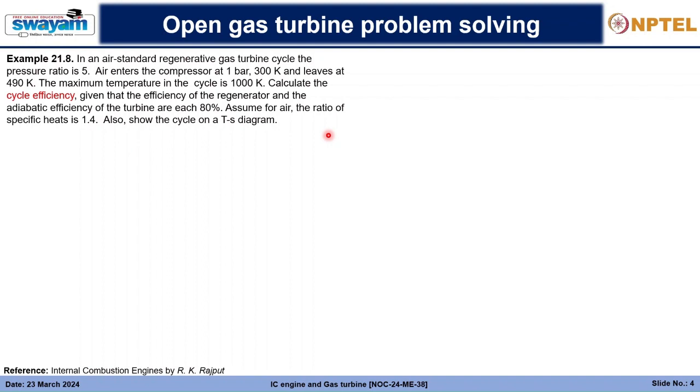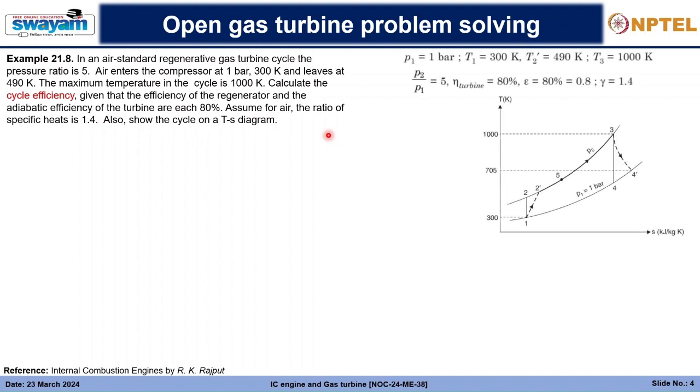So let us proceed. This is a TS diagram of the process stated in this question, a regenerative gas turbine cycle. Basically, the exhaust coming out from the turbine will be utilized in delivering some amount of heat to raise the temperature of the gas coming out from the compressor from 2 dash to 5. So that's the thing.